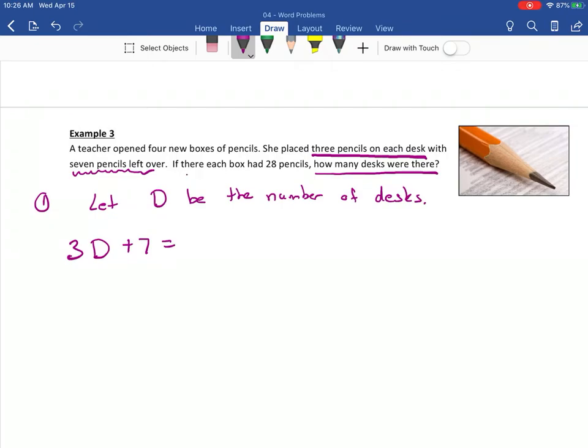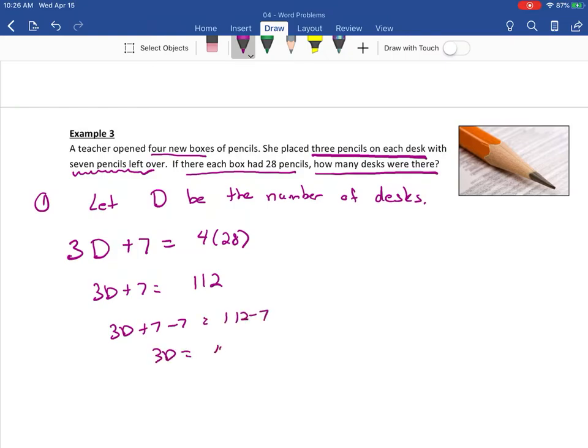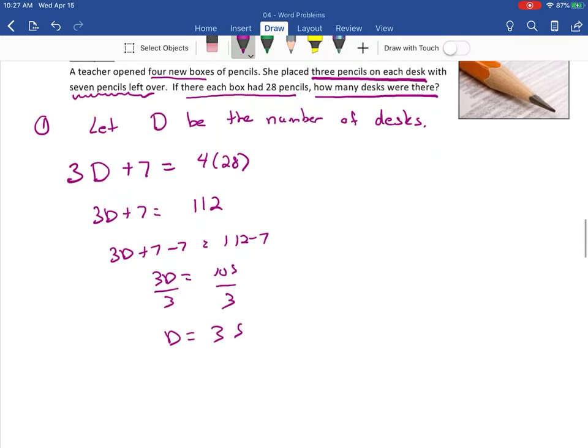What does that got to come out to? How many pencils did she have? She said in each box there was 28 pencils, and there was 4 boxes. So she has 4 times 28 pencils to begin with. So how many did she put on the desks? 3D, plus she has 7 left over. Where did those pencils come from? 4 boxes of 28. The rest is just the math we've been doing in this chapter. 4 times 28 is 112. Subtract 7 from both sides. Divide both sides by 3. And I get 35. What is 35?